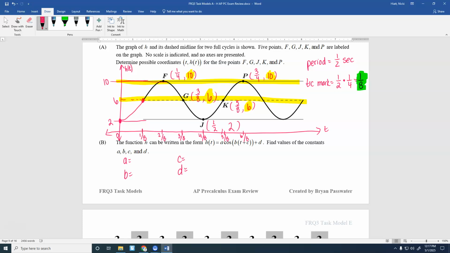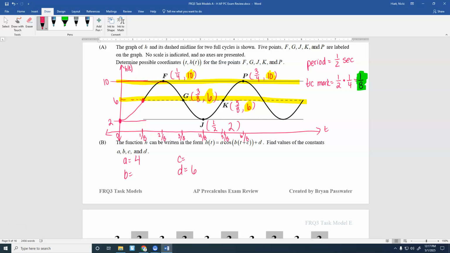What should our A value be? It's going to be 4. What about our D? 6. So if you got those two, you got a point so far on this. Those are the easier ones to come up with. Even if you have them wrong up here, you could still get 1 point there, as long as they are consistent.